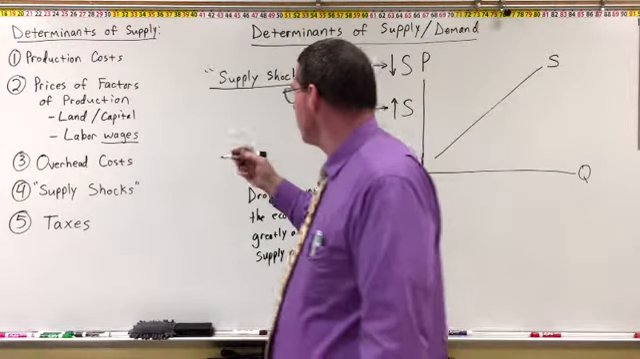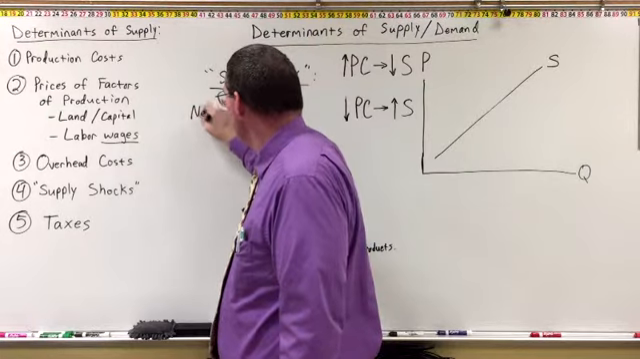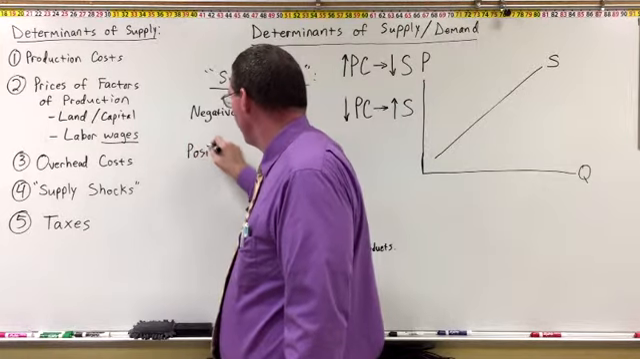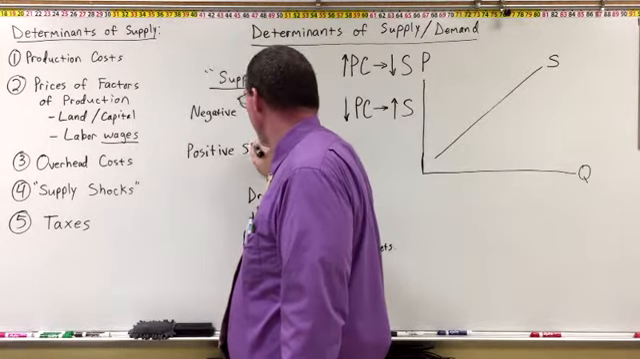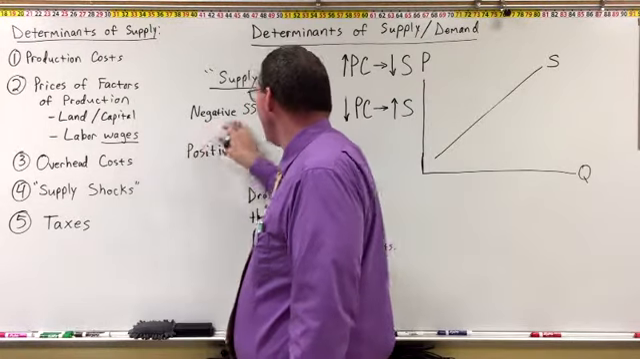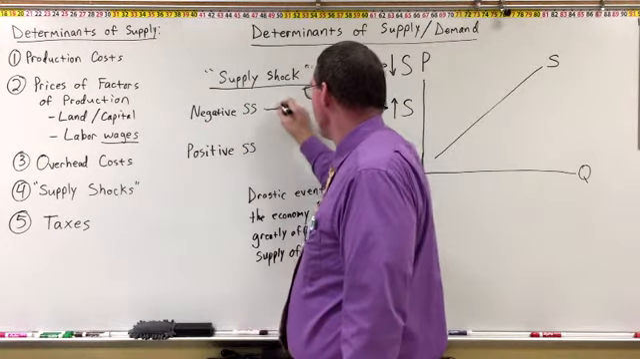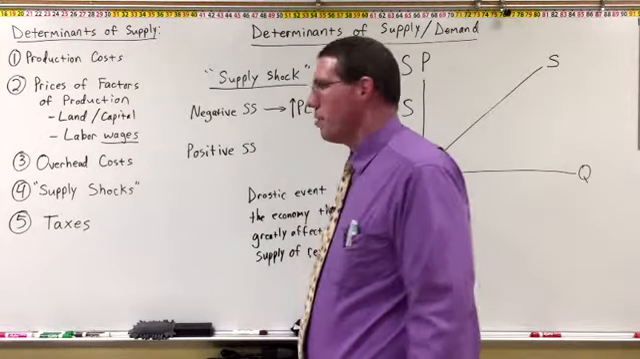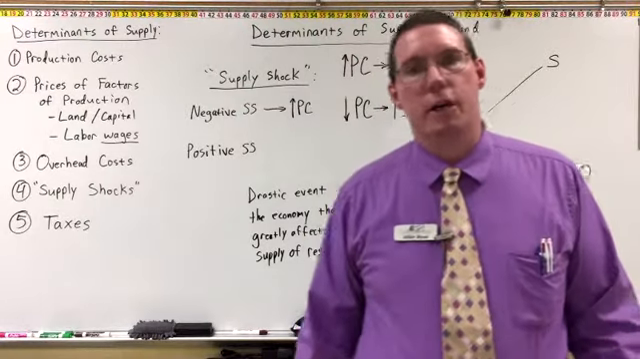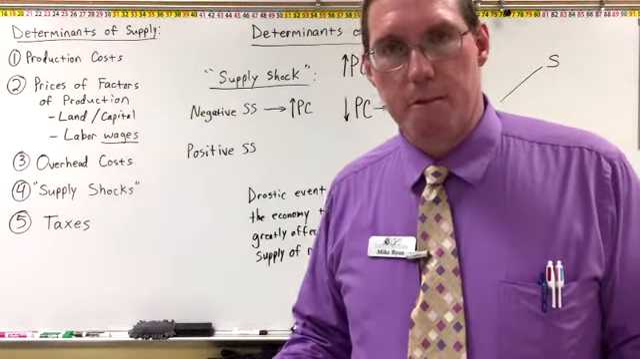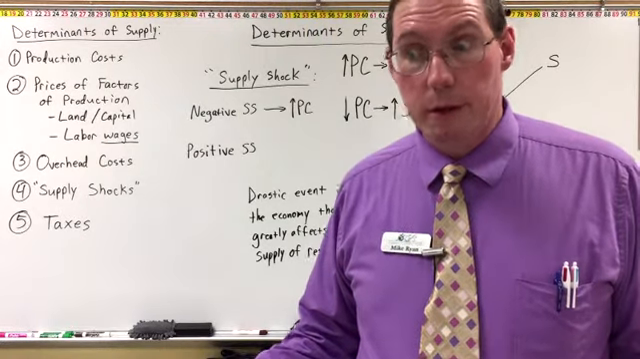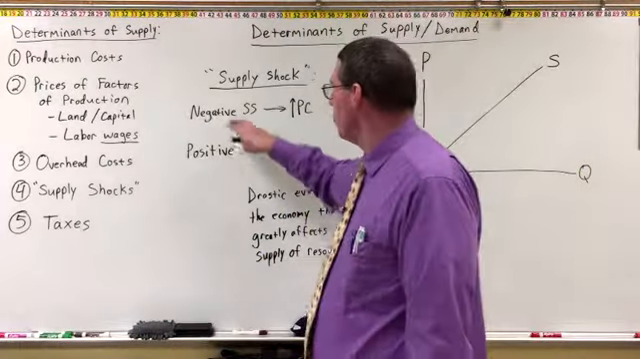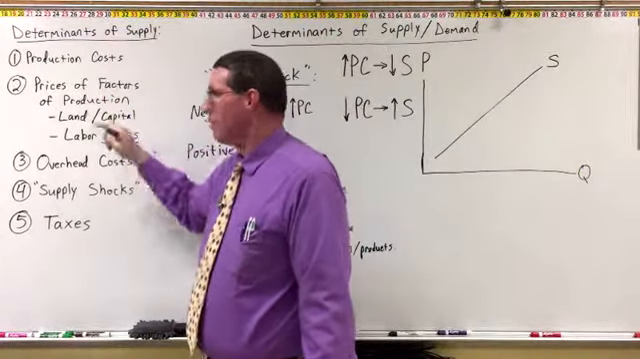And we can have two kinds of supply shocks. We can have negative supply shocks and positive supply shocks. Let's call them SS. So if we have a negative supply shock, that typically results in an increase in production costs. A negative supply shock makes it more expensive to do business because let's say you really need to get some plywood. Well, you'll pay extra money to get the plywood. And ultimately what that's really doing is it's causing an increase in the price of a factor of production.